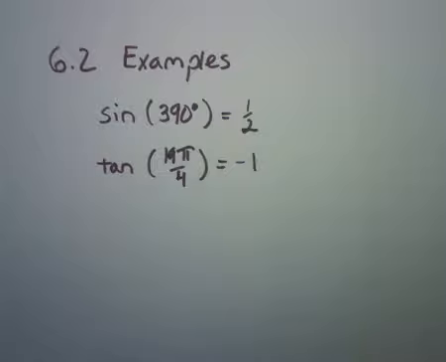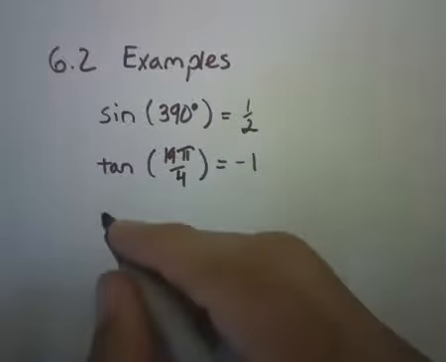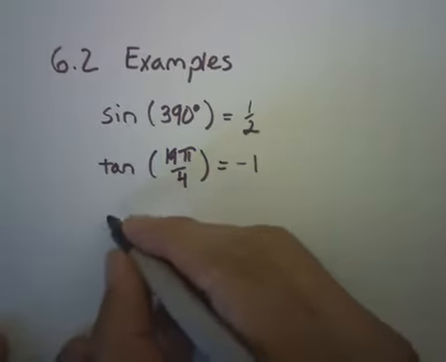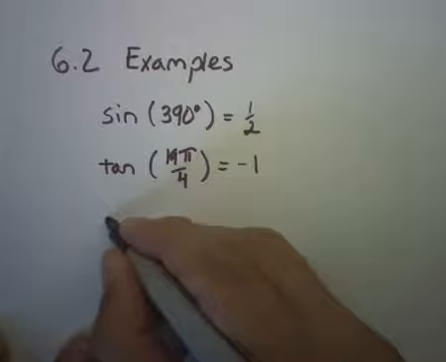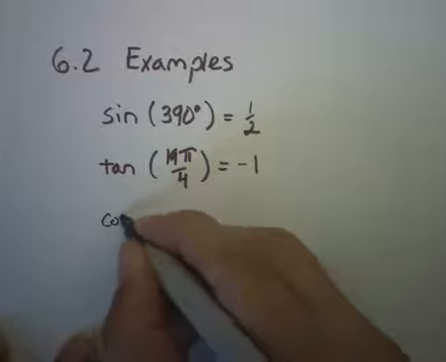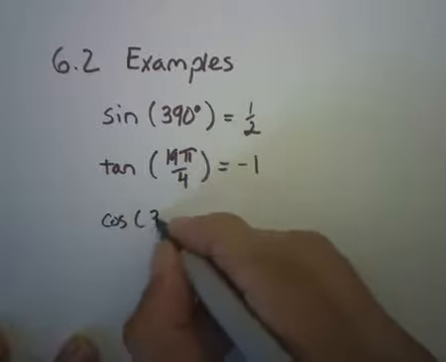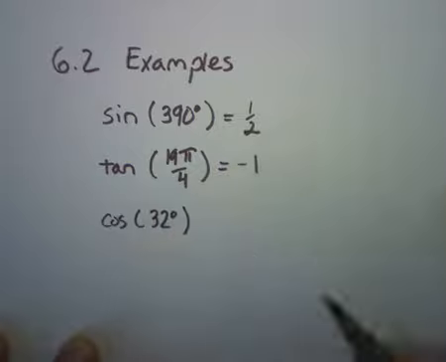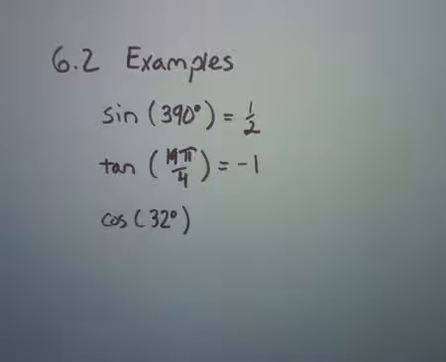So I also wanted to do a couple examples of using the calculator. So let's say they gave you something that's not on our unit circle cheat sheet there. So let's say maybe they wanted cosine of 32 degrees, which is close to 30 degrees, but it's not.